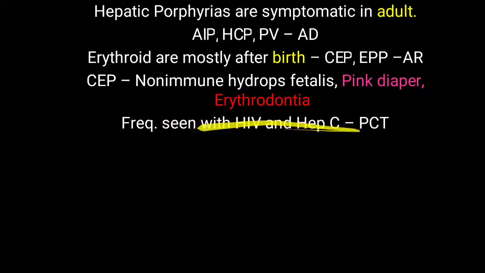Now frequently seen with HIV and hepatitis C is porphyria cutanea tarda. This porphyria cutanea tarda is mostly considered a sporadic variety of porphyria, and it is most common in adults. So when there is an adult patient, you have to remember that if an adult patient has photosensitivity along with blistering symptoms, so blisters over the back of the hand, that will typically give an idea about porphyria cutanea tarda, and it is frequently seen along with HIV and hepatitis C.